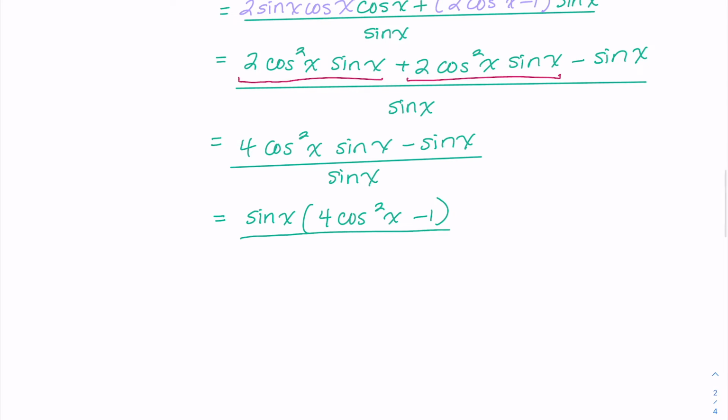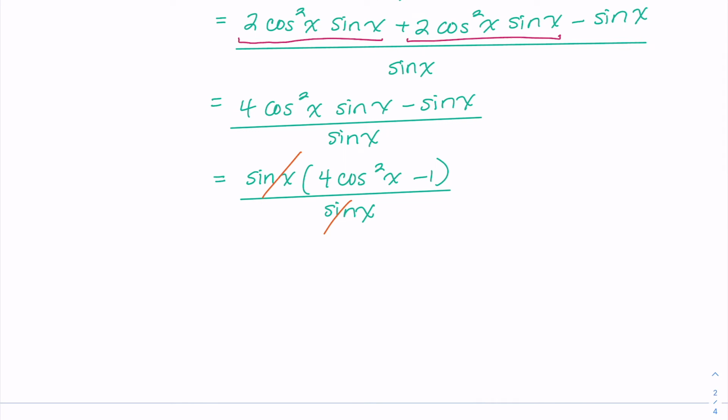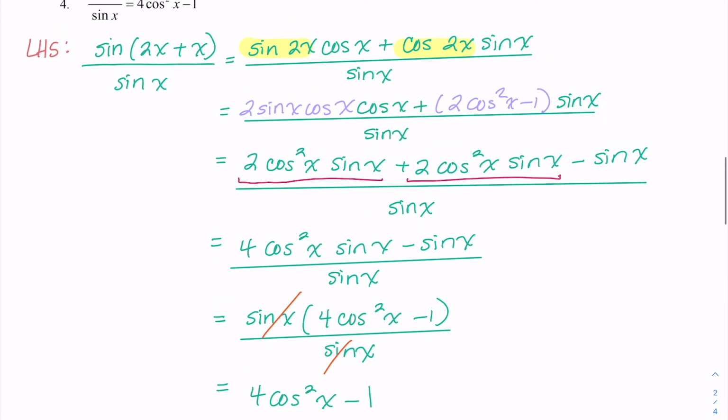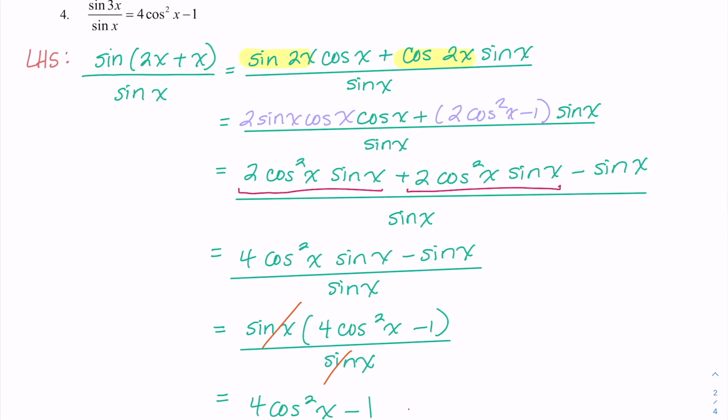All divided by the sine of x. And that leaves us with 4 cosine squared x minus 1. Okay, now let's apply the power reducing formulas.